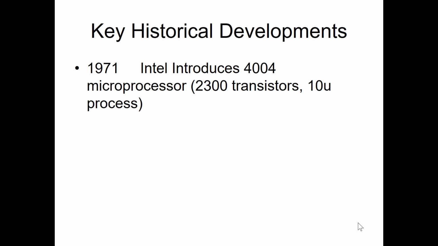In 1971, Intel introduced the 4004, and it was the first microprocessor. It was a 4-bit microprocessor in a 10-micron process, 10 micron feature sizes on the transistors. And what sizes do we have now? 10 nanometers are common, right? What's the difference in feature size between 10 nanometers and 10 microns? A factor of 1,000 in lateral dimensions.